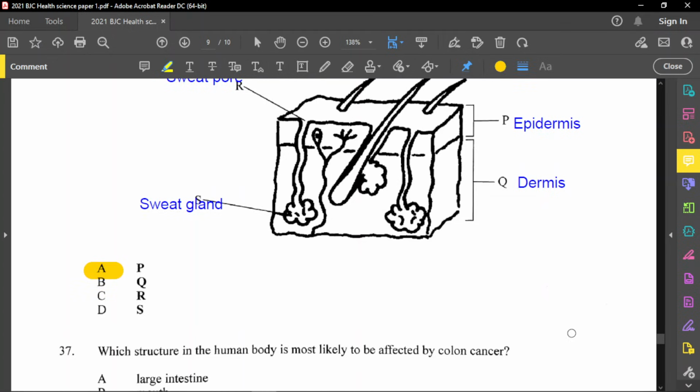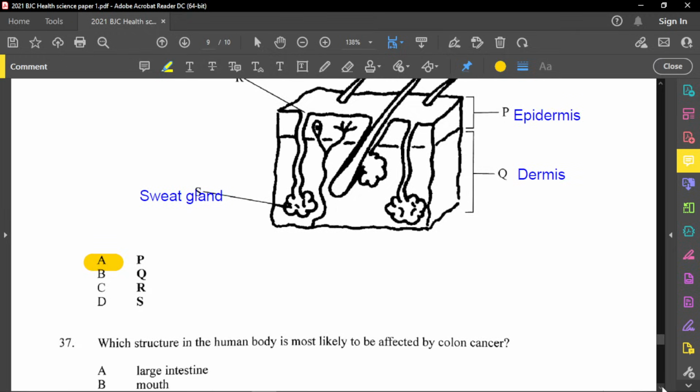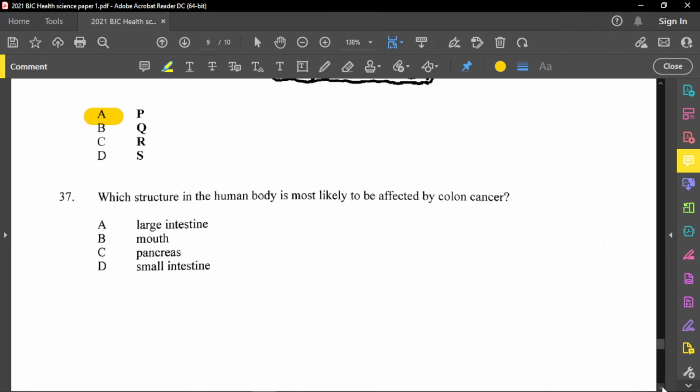All right, question number 37 says, which structure in the human body is most likely to be affected by colon cancer? The name for colon is large intestine. So therefore, colon cancer affects the large intestine. The other name for colon is large intestine.